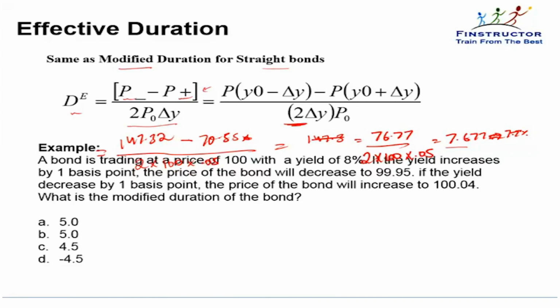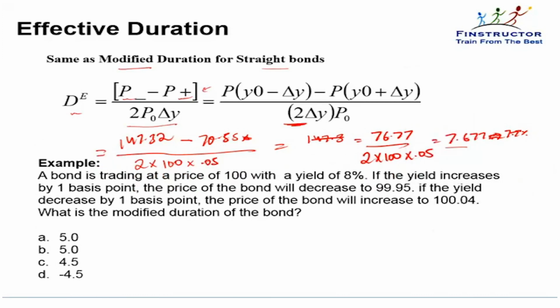Let's do an example and understand the concept a little better. A bond is trading at a price of 100 with a yield of 8%. If the yield increases by 1 basis point, please note 1 basis point is equal to 0.01%, the price of the bond will decrease to 99.95. And if the yield decreases by 1 basis point, that is if it goes down by 0.01%, the price of the bond will increase to 100.04. That is logical. As you reduce the discount rate, price will go up and vice versa.